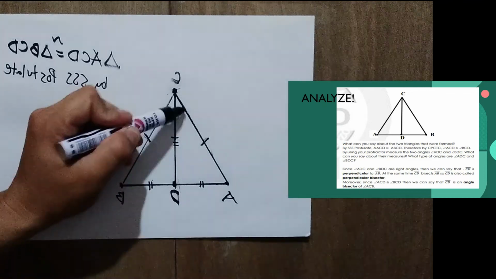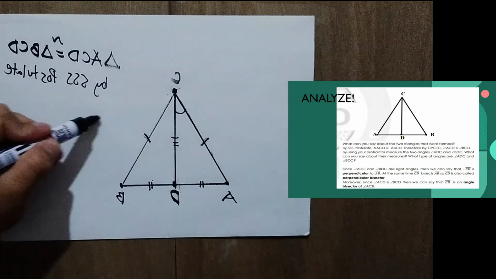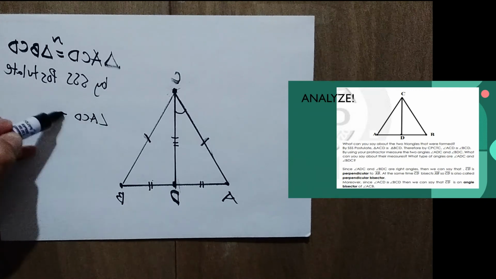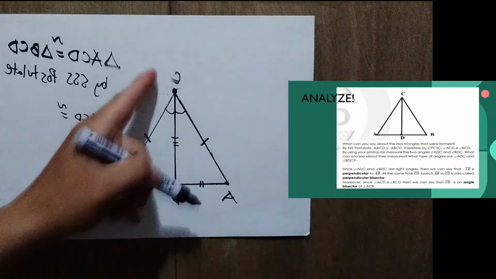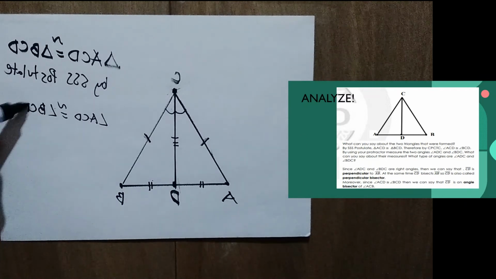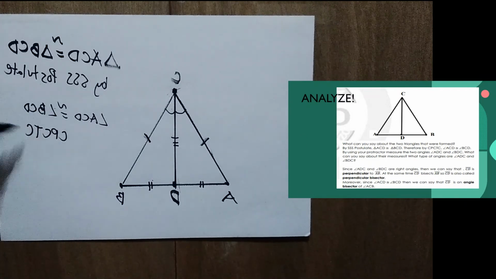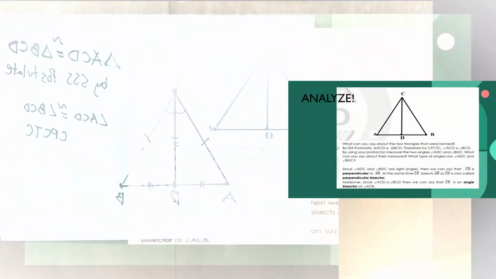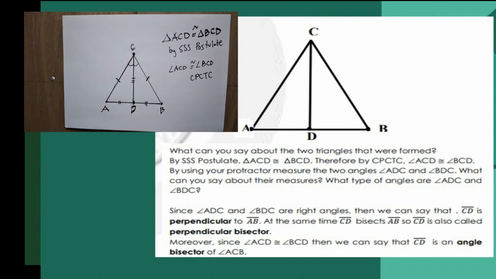Therefore, we can say that angle ACD is congruent to angle BCD, by CPCTC. Okay? Since angle ADC and angle BDC are right angles, then segment CD is perpendicular to segment AB. At the same time, segment CD bisects segment AB, so segment CD is also called a perpendicular bisector.